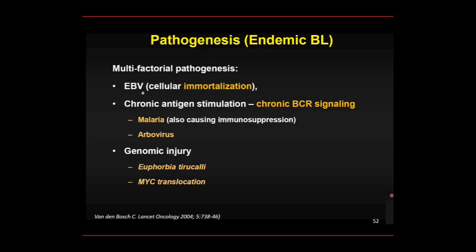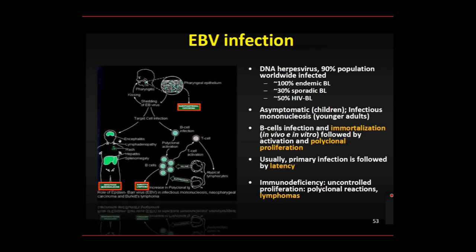We have EBV contributing, the chronic antigen stimulation, as we have now appreciated, present in most lymphoid malignancies, and of course, specific genomic injury. First, EBV. What is EBV doing? Actually, the role of EBV as an oncogene is well accepted, as I mentioned. It is recognized as a carcinogenic factor class 1 by IARC, so no doubts.